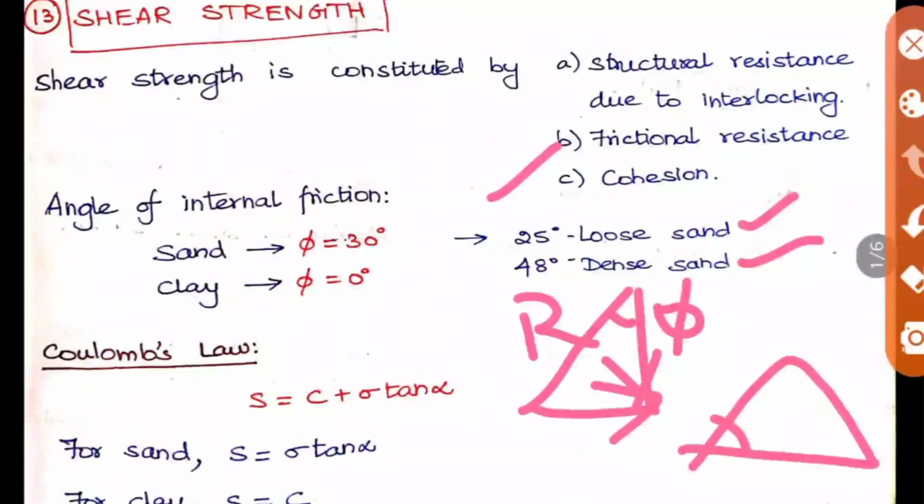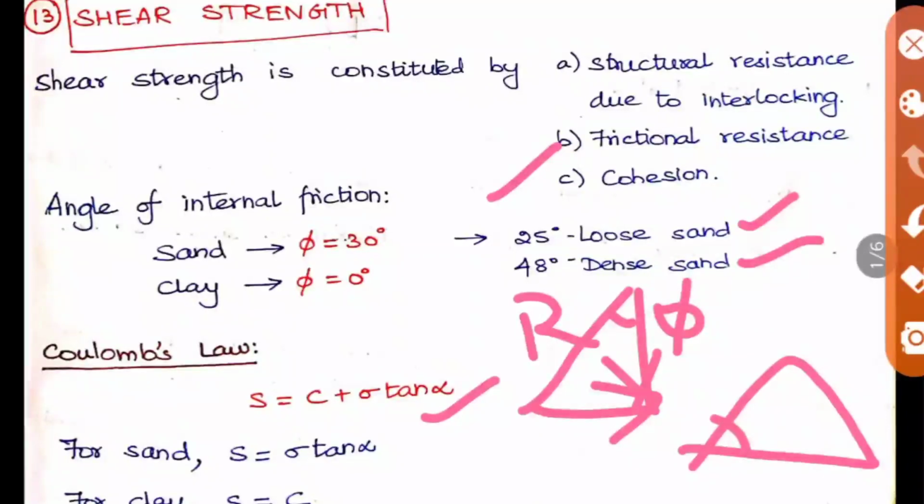Okay, so next there are several laws talking about this shear strength. They have different assumptions and different formulas for the shear strength. So first let us see Coulomb's law. Here they give it as S is equal to C plus sigma tan alpha, where alpha is nothing but phi, the angle of internal friction.